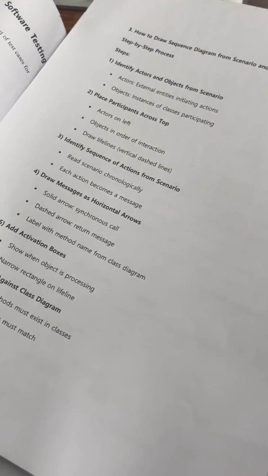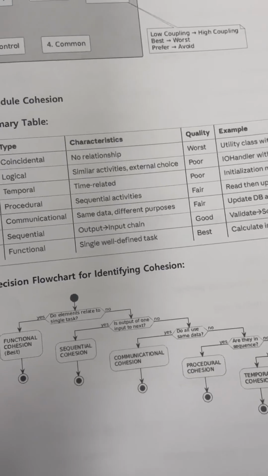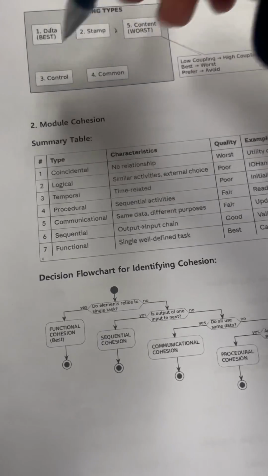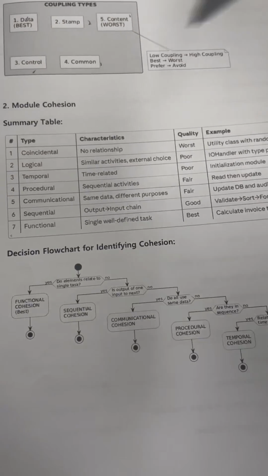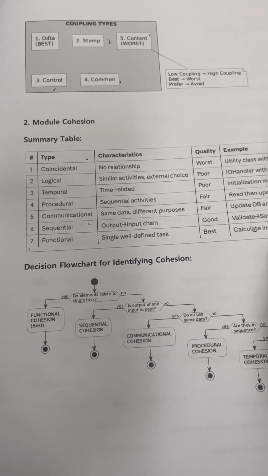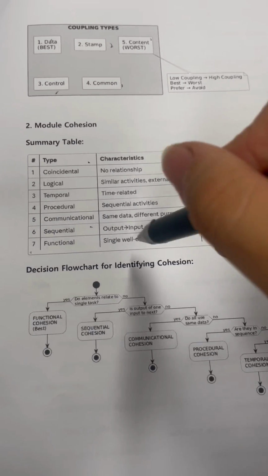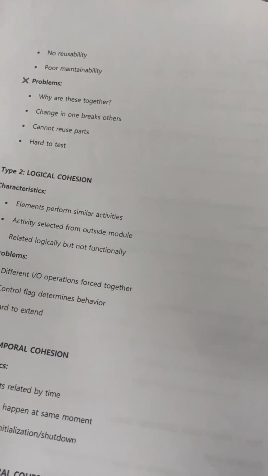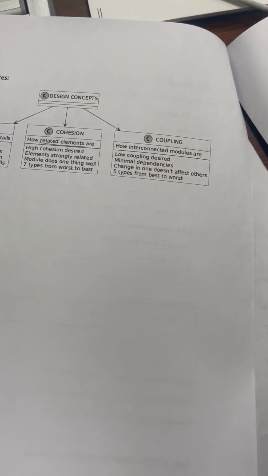And then the coupling types, if you see here: data coupling, stamp, content, control, common. And cohesion, from coincidental to functional. Functional is the best, for example calculating an invoice total, a single well-defined task that is all connected. That is the cohesion types, and the design concepts: abstraction, cohesion, coupling, three things come out.